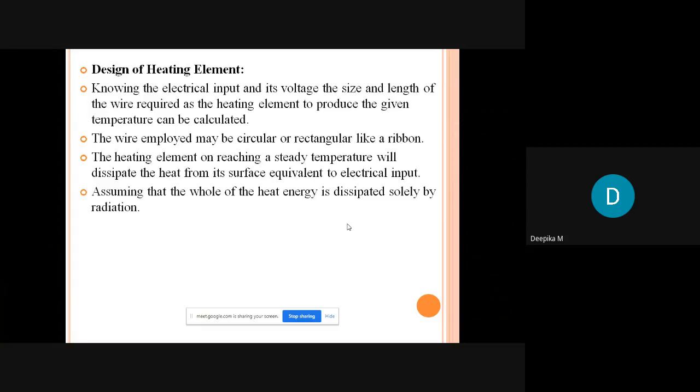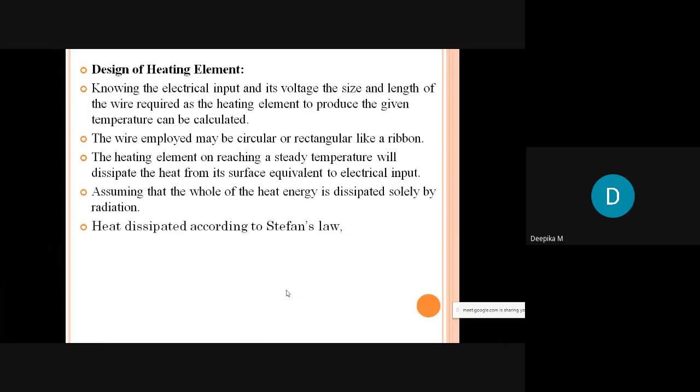And we assume that the whole of the heat energy is dissipated solely by radiation. There are three types of heat transfer: conduction, convection, and radiation. Mainly we are assuming that the whole of heat energy will be dissipated solely by radiation, and the conduction and convection effects are neglected. The heat dissipated can be calculated by using Stefan's law. From Stefan's law, we know that the heat energy generated is proportional to the fourth power of its absolute temperature.